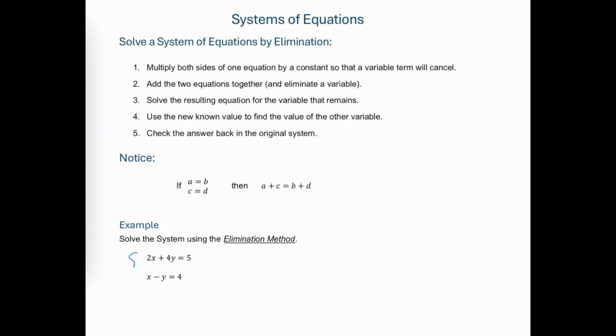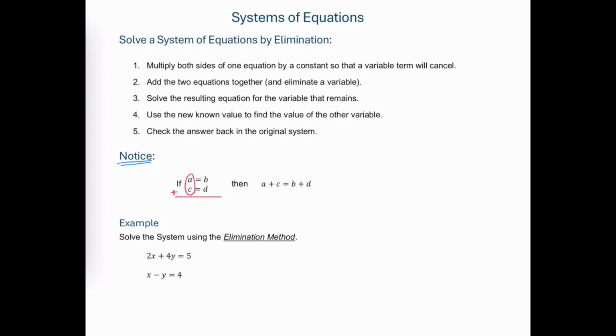We're now going to look at solving a system of linear equations by using the elimination method. The elimination method focuses on the idea that if I have two sides of an equation that are equal to each other, and then another equation where two sides are equal to each other, then we can add the left sides of these equations together to get a plus c, and also add the right-hand sides together to get b plus d, and those two things will also be equal to each other.